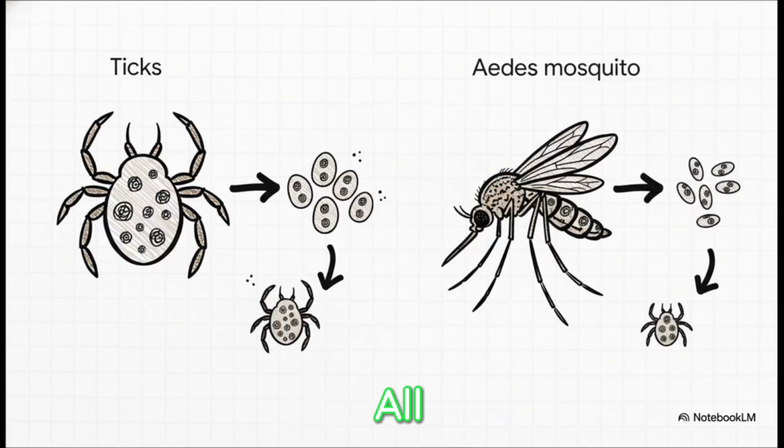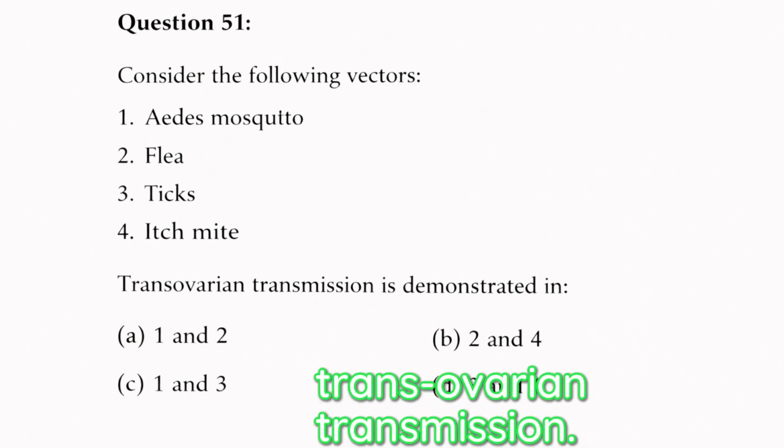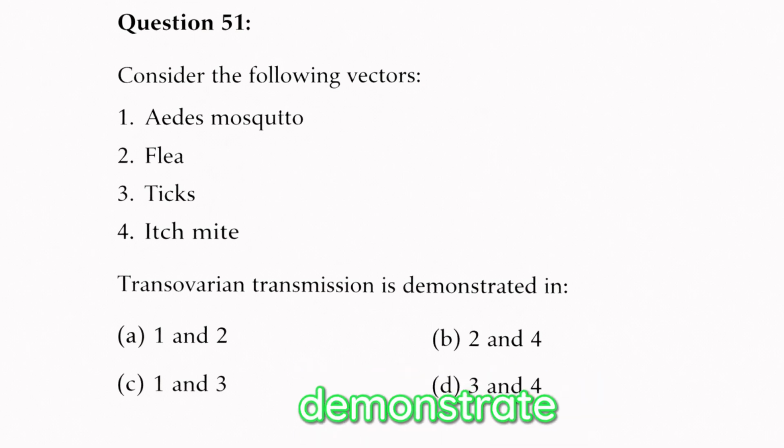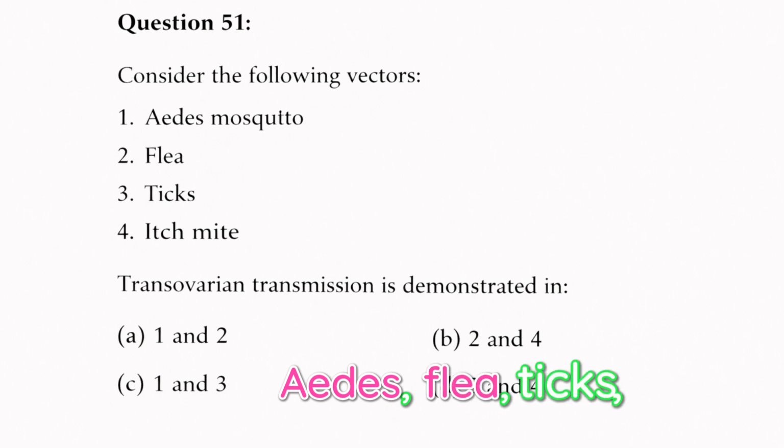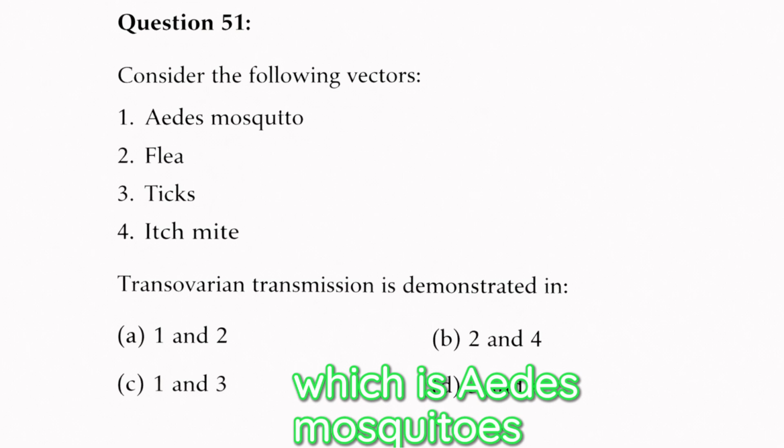That's it. All right, question 51. It's asking about trans-ovarian transmission. Which of these vectors demonstrate it? Aedes, flea, ticks, or itch mite? The correct answer is C, which is Aedes mosquitoes and ticks.